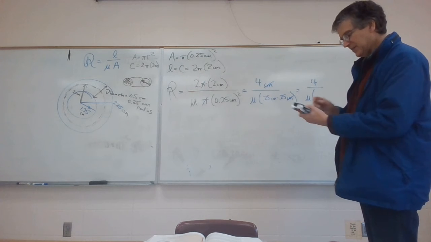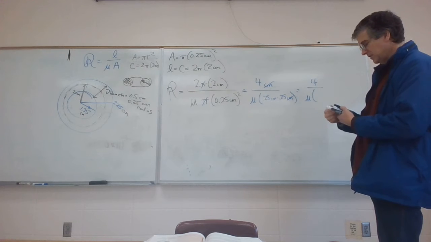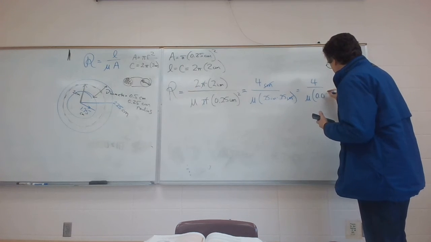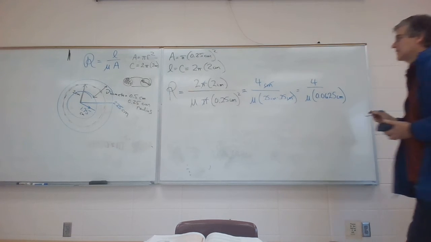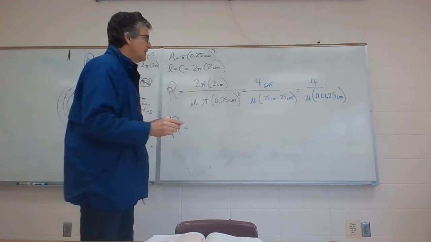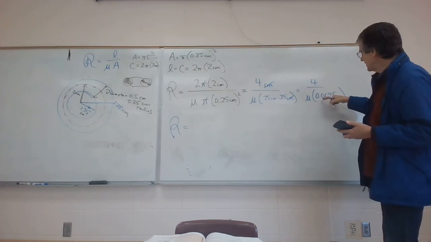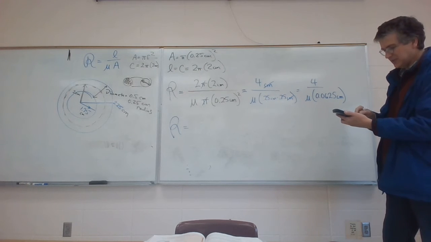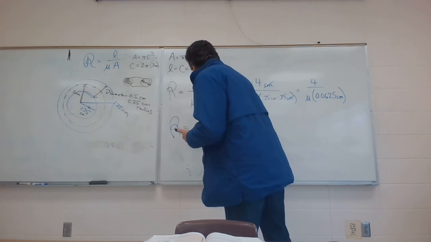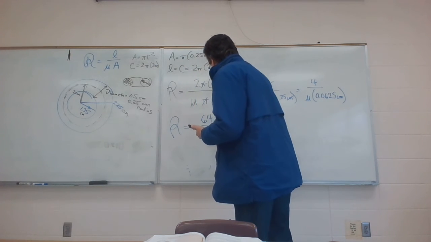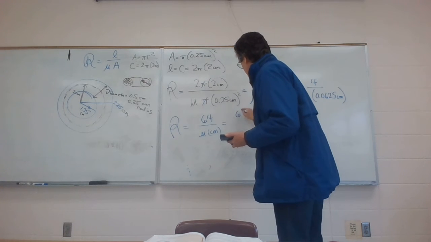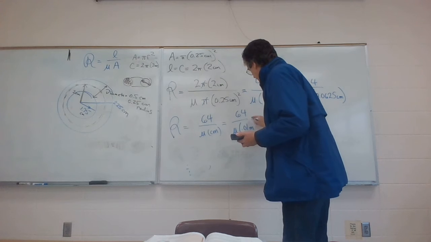Well, 0.25 times 0.25 is 0.0625 centimeters. And now the reluctance is, let's see. I'm going to flip this, take 4 divided by 0.0625. That's 64. So now I got 64 over mu centimeters is equal to my answer. And a centimeter is 100th of a meter, so 64 over mu times 0.01 meters.